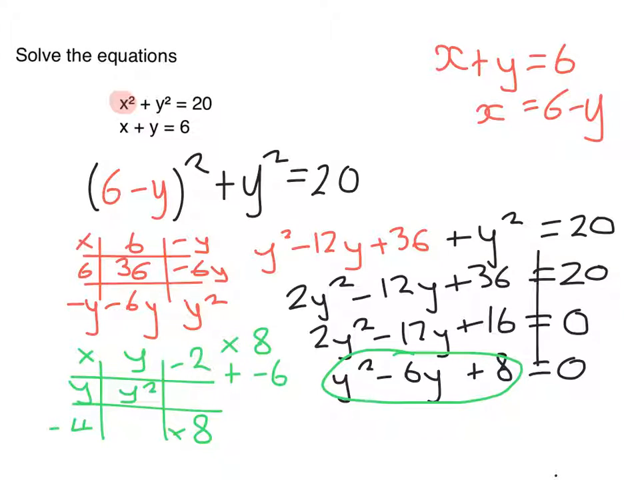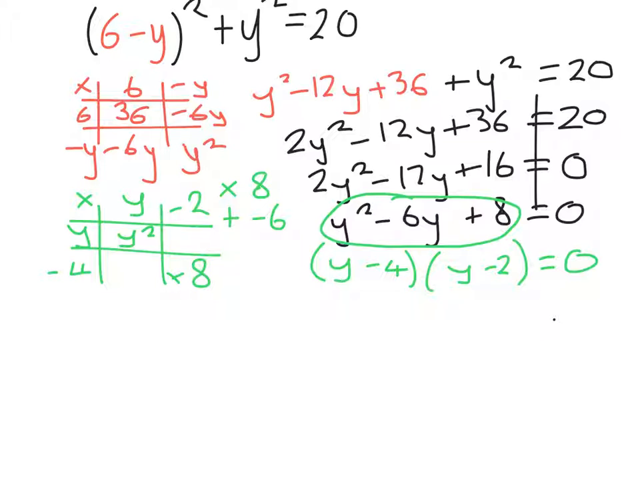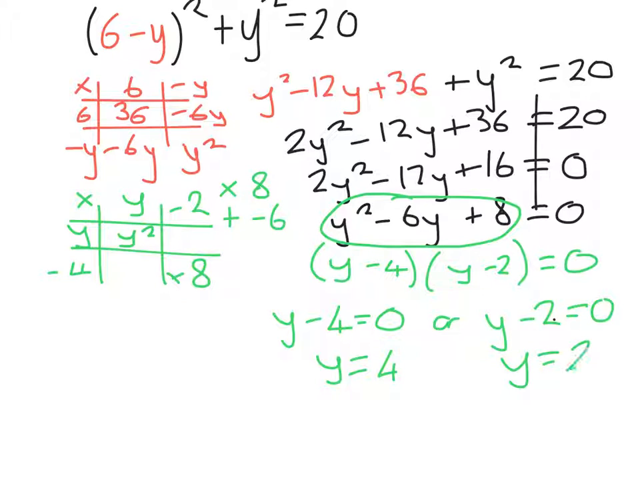So that means here I'm going to have y minus 4 and y minus 2 is equal to 0. And then that means that either y minus 4 is equal to 0 or y minus 2 is equal to 0. So y is 4 or y is 2.